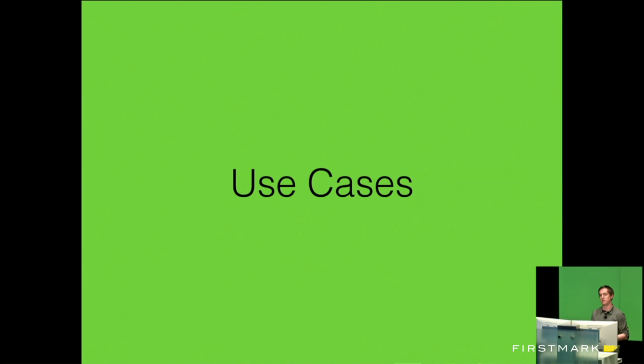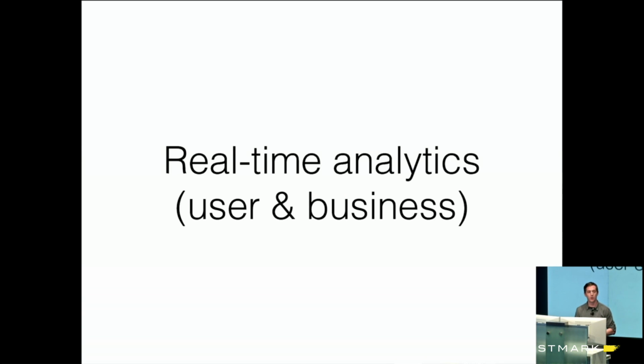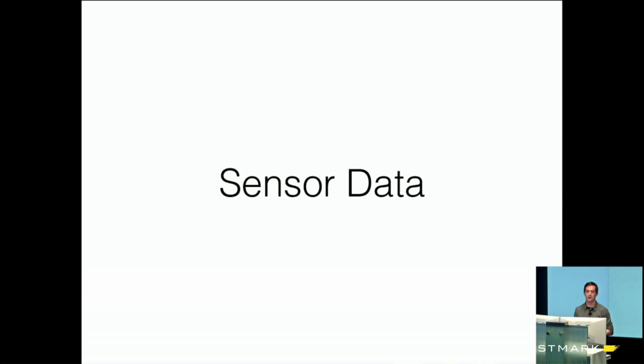So the use cases. I mentioned DevOps. That's a big one, right? Tracking what's going on in your servers, in your applications. Another one is real-time analytics, user analytics, business intelligence, that kind of stuff. And then the last one that we're really targeting is sensor data. So this is IoT, both consumer and industrial, right? You're thinking power generation, oil and gas wells, and then on the consumer side, you know, fitness trackers to smart home stuff, all that kind of stuff.